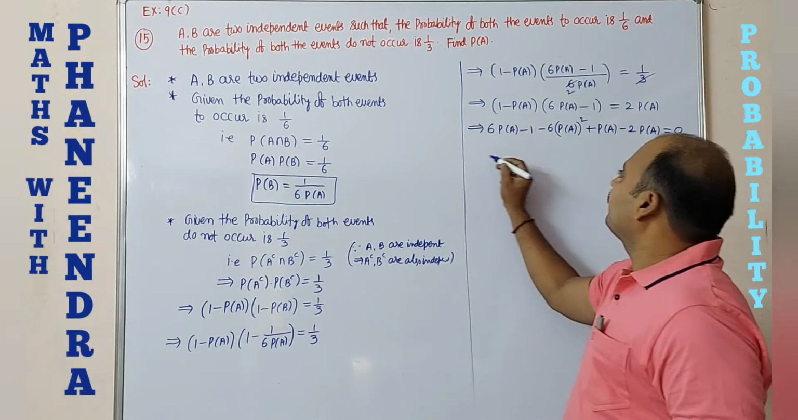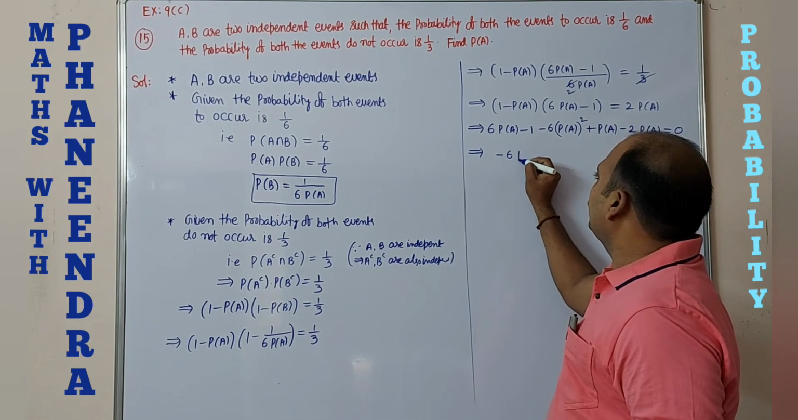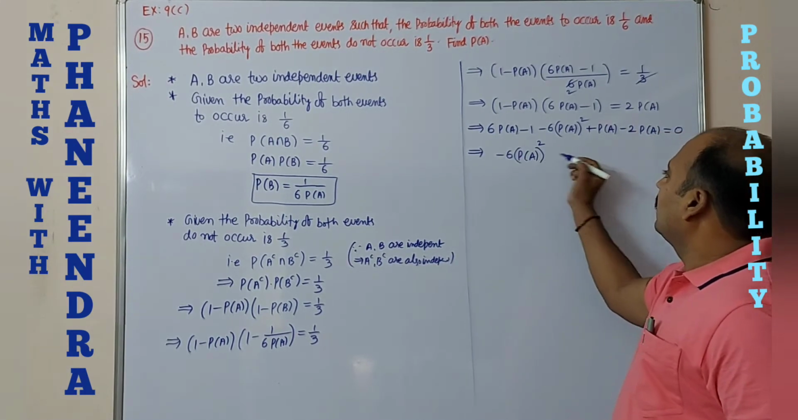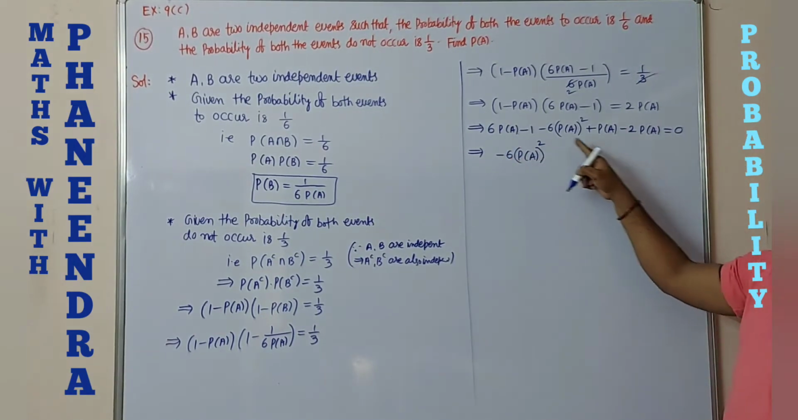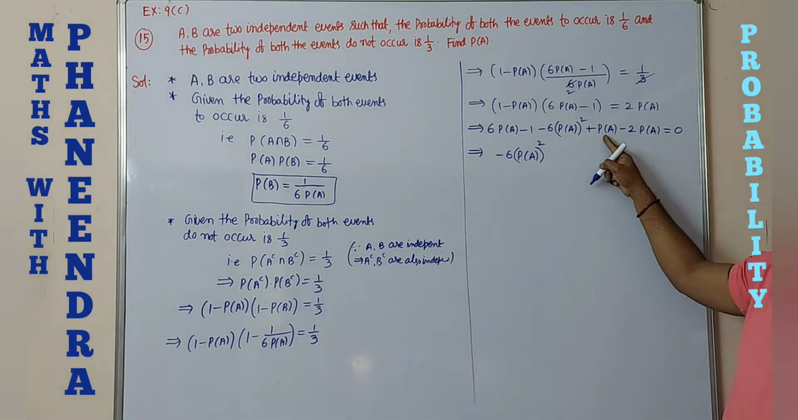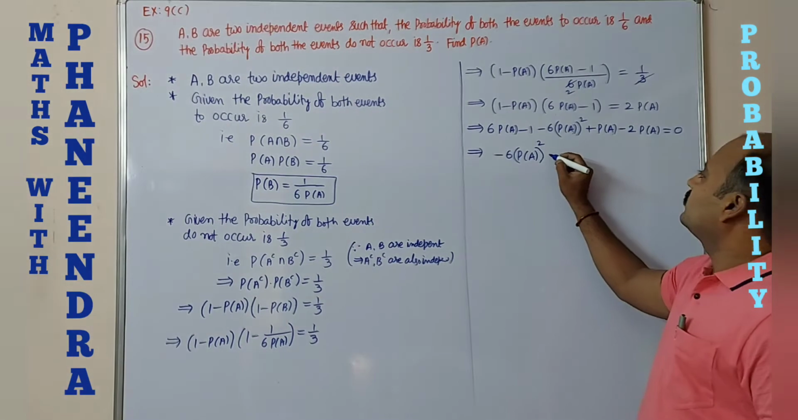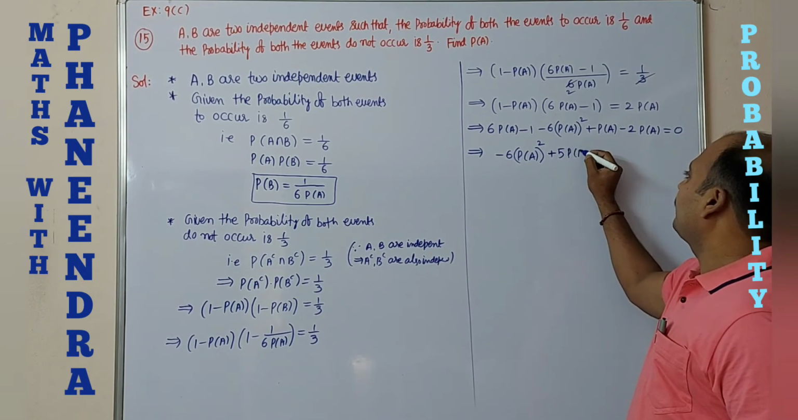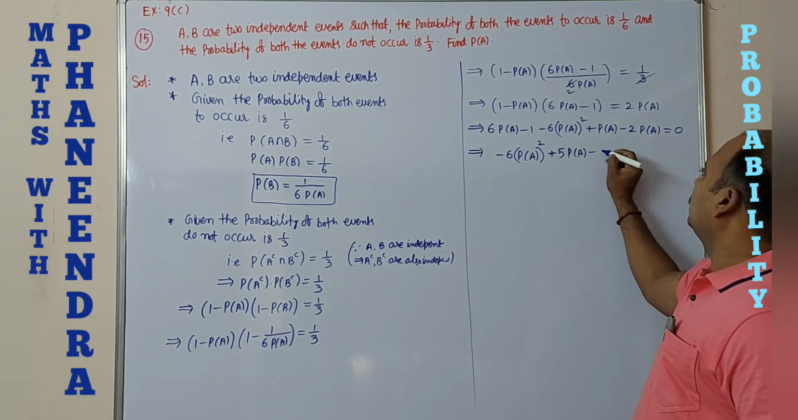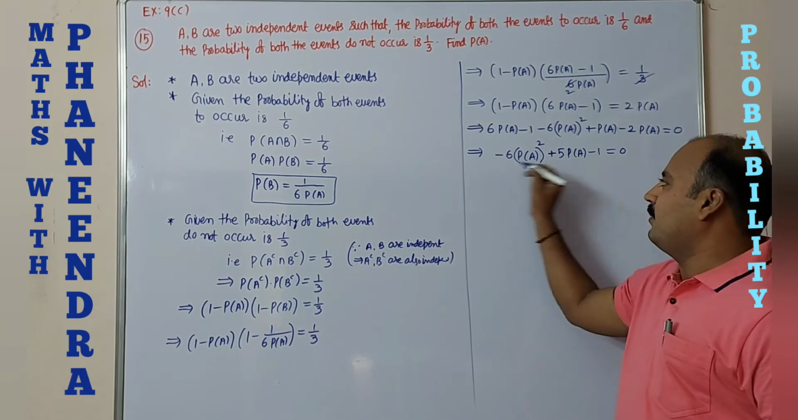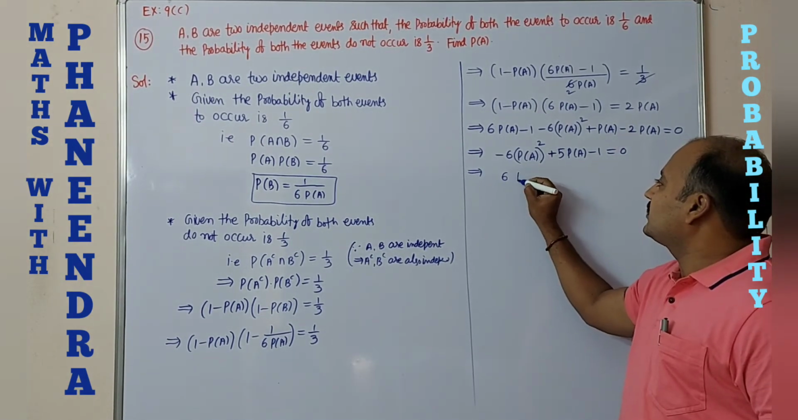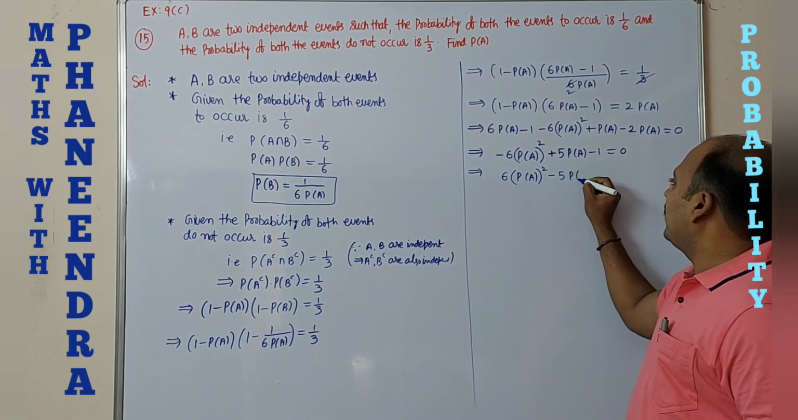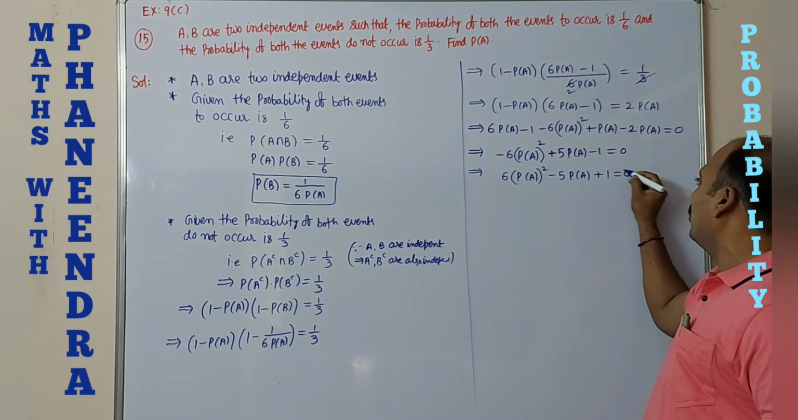First the square term, minus 6 into P of A whole square, then 6 P of A plus P of A. So 7 P of A minus 2 P of A, so it will become 7 minus 2, 5. 5 into P of A minus 1 is equal to 0. Multiplying by minus throughout this equation: 6 times P of A whole square minus 5 times P of A plus 1 equal to 0.